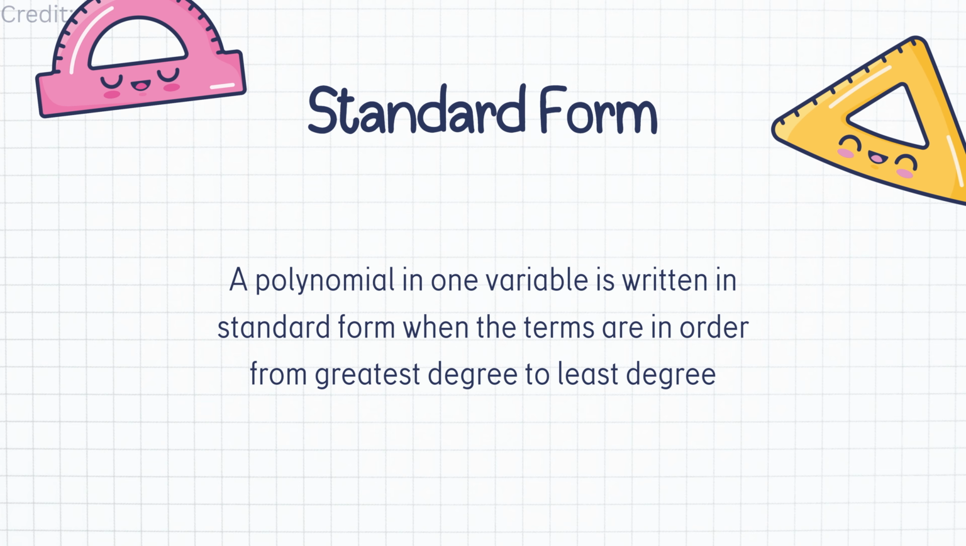A polynomial in one variable is written in standard form when the terms are in order from greatest to least degree. An example of this would be x squared plus x plus 3, and a non-example of this would be x plus x squared plus 3.